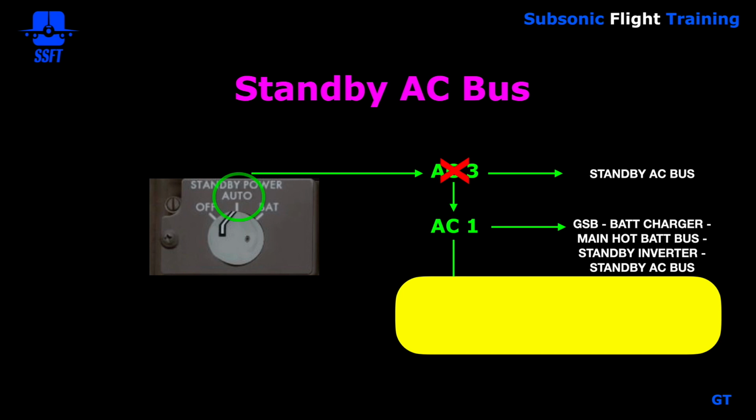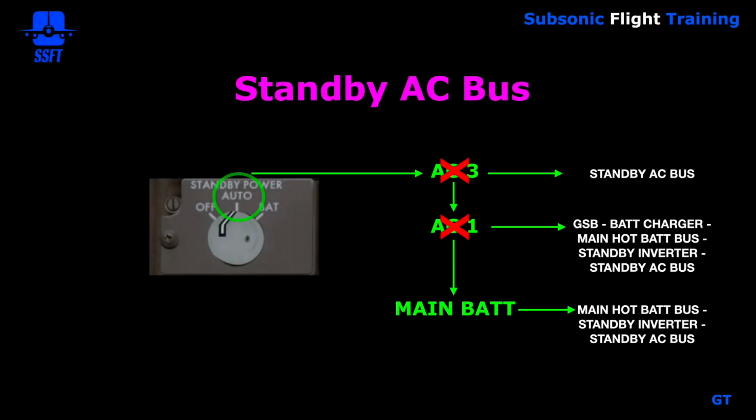AC1, we said, normally does power the ground service bus, and the ground service bus will power the battery chargers, and then the chargers, of course, will power the main hot battery bus, and then that is DC power at that time. That DC has to be converted into AC, so it goes through a standby inverter, and then that can power the standby AC bus. The standby AC bus will protect essential equipment required for flight.